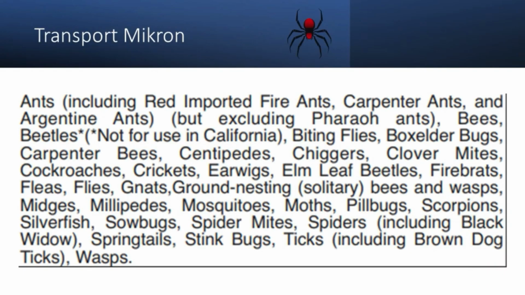Insects on the Transport Micron label include ants, including red imported fire ants, carpenter ants, and Argentine ants, but excluding Pharaoh ants, bees, beetles, not for use in California, biting flies, box elder bugs, carpenter bees, centipedes, chiggers, clover mites, cockroaches, crickets, earwigs, elm leaf beetles, firebrats, fleas, flies, gnats, ground nesting solitary bees and wasps, midges, millipedes, mosquitoes, moths, pillbugs, scorpions, silverfish, sowbugs, spider mites, spiders including black widow, springtails, stink bugs, ticks including brown dog ticks, and wasps.